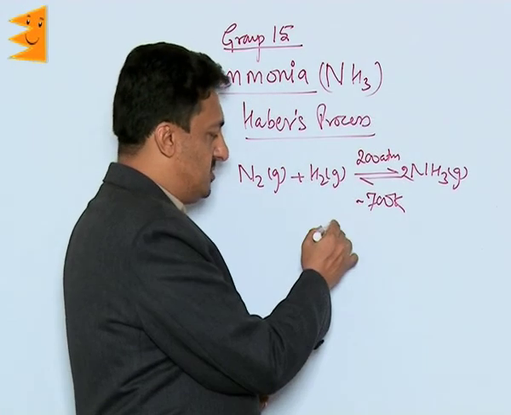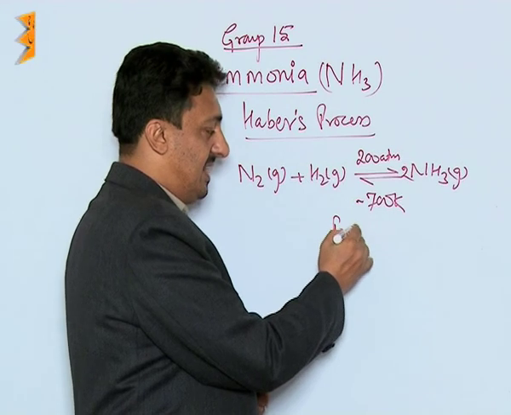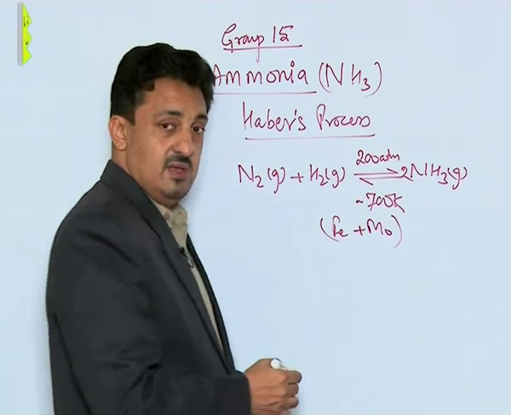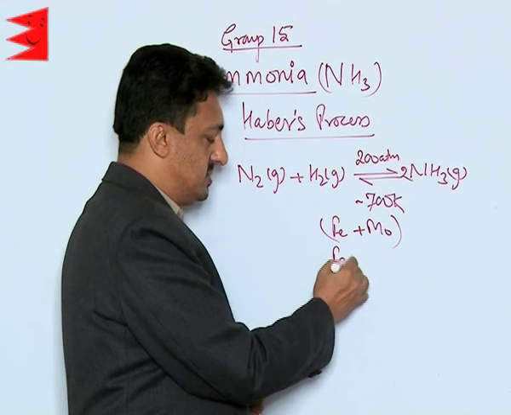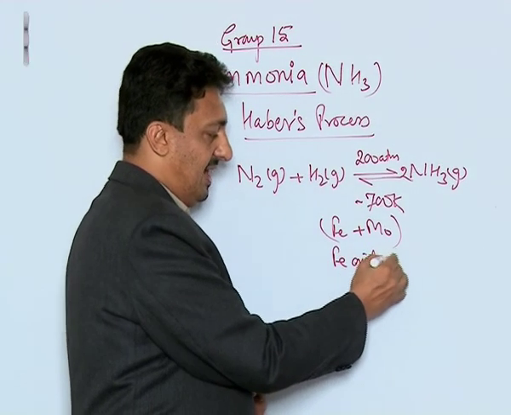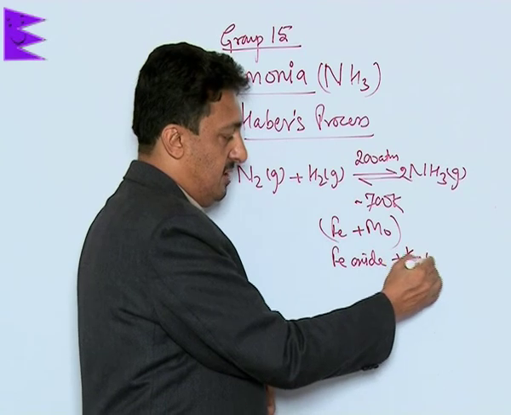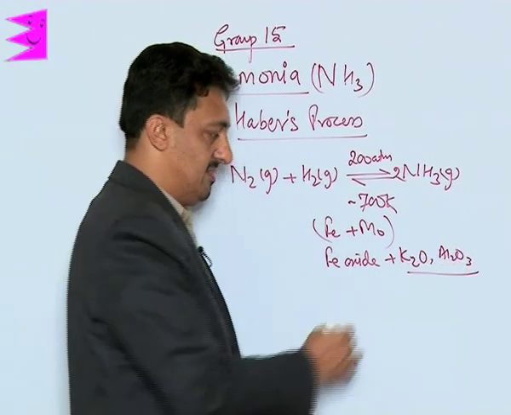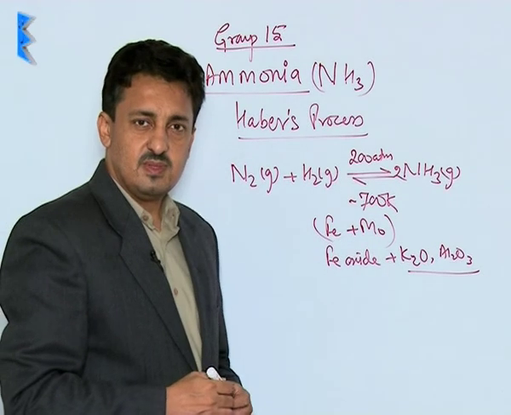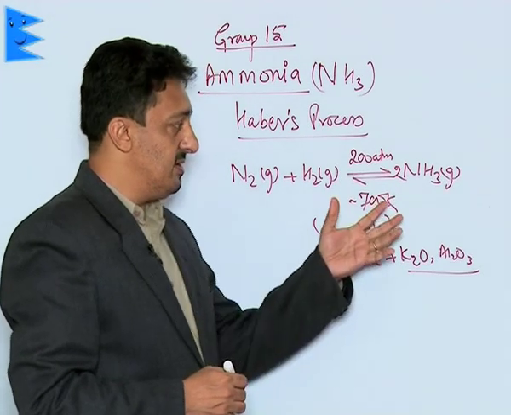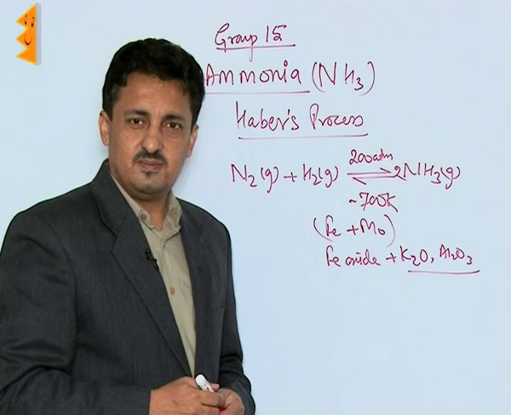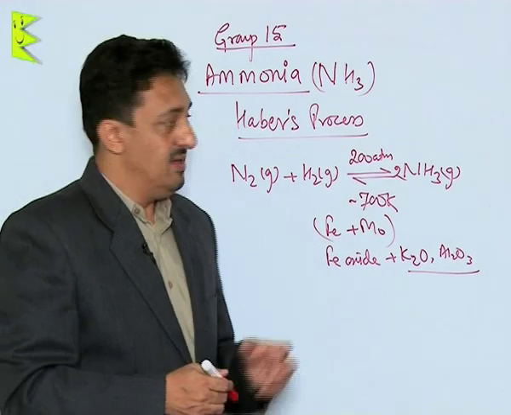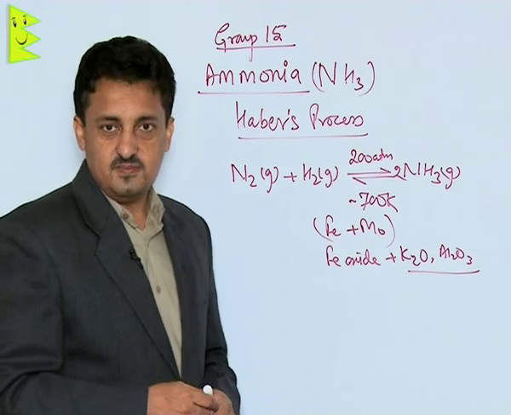Earlier we used iron as a catalyst along with molybdenum as promoter, but nowadays we use iron oxide as the catalyst along with small amounts of potassium oxide and aluminium oxide as the promoters. The ammonia formed is a gaseous compound, so by easily pressurizing these two gases we can prepare ammonia by Haber's process.